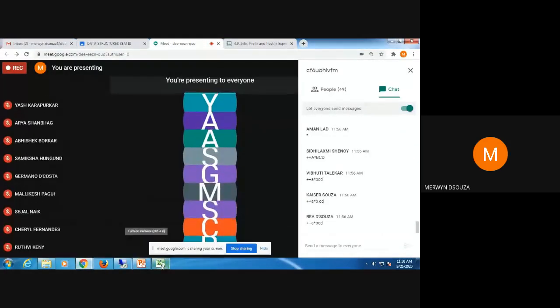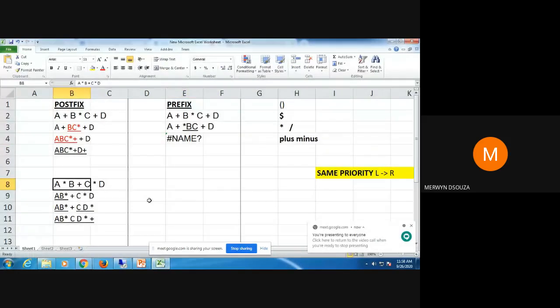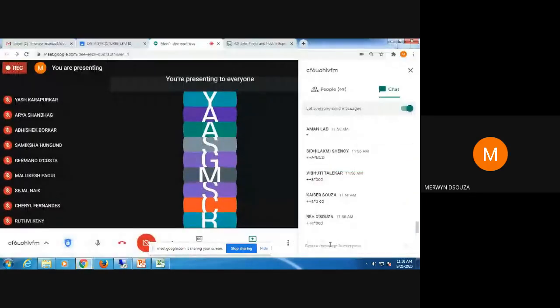Okay. So next you can try to solve this. Convert this into prefix. A multiplied by B plus C multiplied by D. Solve this one. A multiplied by B, convert to prefix.